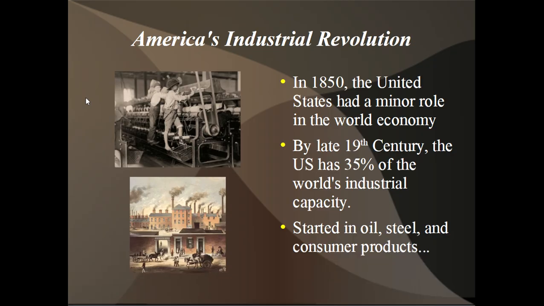Alrighty, America's Industrial Revolution. Now, the whole thing started in the Connecticut River Valley back in the early 19th century. It started with textiles. They also were experimenting with steel and stuff like this, even electronics, or at least the early 19th century version of it. By 1850, the United States has a minor role in the world economy. By the late 19th century, 1890 or so, the United States has 35% of the world's industrial capacity. Wow, what happened? Why did it explode so fast?